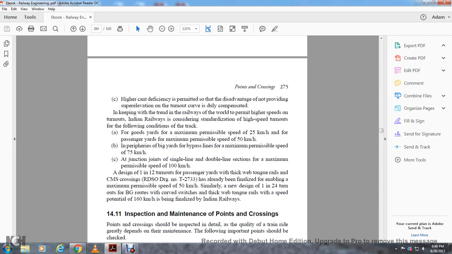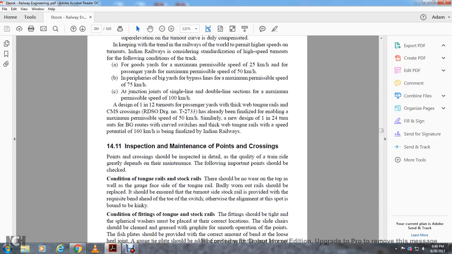The design of 1 in 12 passenger turnouts for the passenger yard, with thick web tongue rails and CMS crossing, has also been finalized, enabling a maximum speed of 50 kilometers an hour. Similarly, with the new design 1 in 24 turnout, broad gauge with curved switch, thick web tongue rails, and spread potential of 160 kilometers an hour, it is finalized by the Indian Railways.